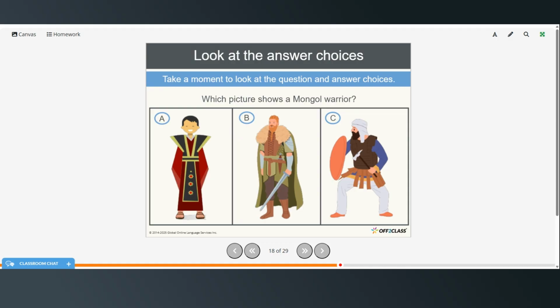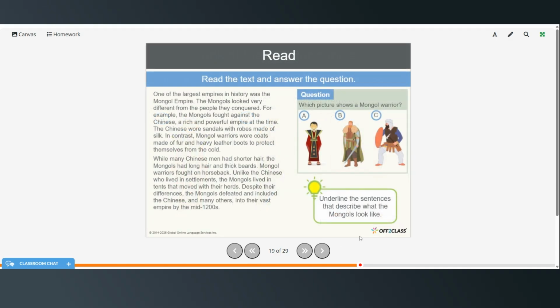So take a moment to look at the question and the answer choices. This time the answers are in the form of pictures. Now pause the video and read the text and then answer the question. And you can underline the sentences that describe what the Mongols look like.